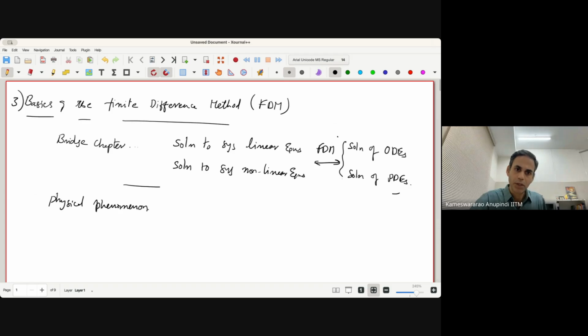Okay, so essentially what happens is that all the physical phenomena that you would observe or that you use in science and engineering, these are all expressed in terms of differential equations, right? Whether you take heat transfer, fluid flow, or bending of a beam, or diffusion in a solid, or chemical reactions, all these things are basically differential equations. They can be ordinary differential equations, or they can be categorized as partial differential equations.